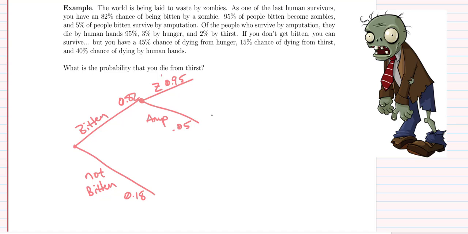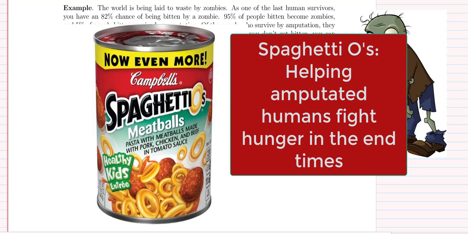Right, so once you're a zombie, that's it. You're no longer considered human, so we're not concerned about what happens after this. Now, if you're amputated, let's say you get bit in the arm, your arm's amputated, well, you're not out of the woods yet. You can die by human hands, and that occurs 95% of the time, or you die by hunger. It's only 3%, that's not so bad. I guess there's lots of SpaghettiOs.